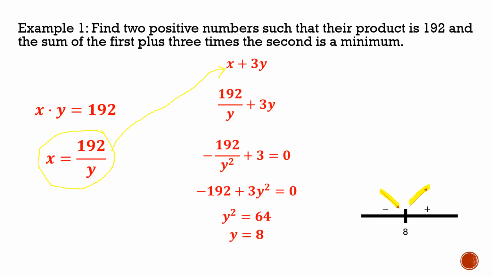So that means the minimum occurs at y equals 8, and if I plug that 8 back into my x equation, 192 divided by 8 equals 24. So I get y equals 8, which means x must equal 24.